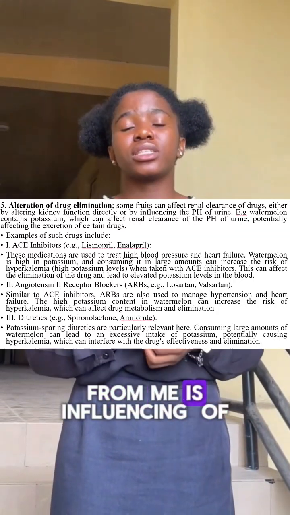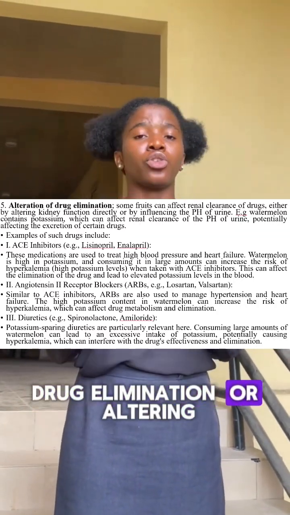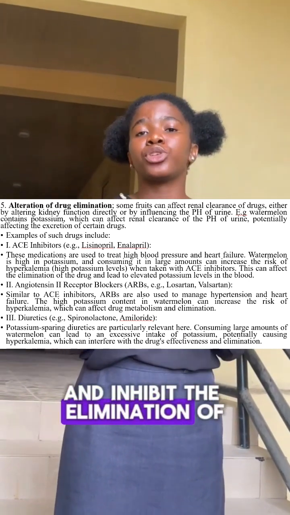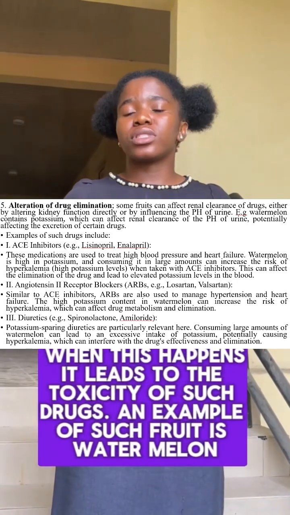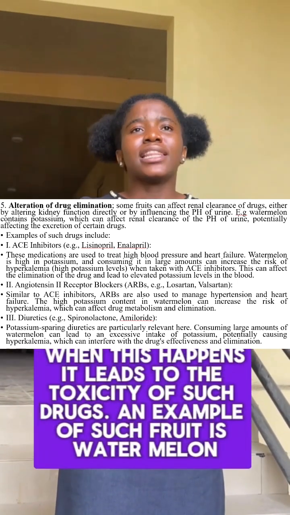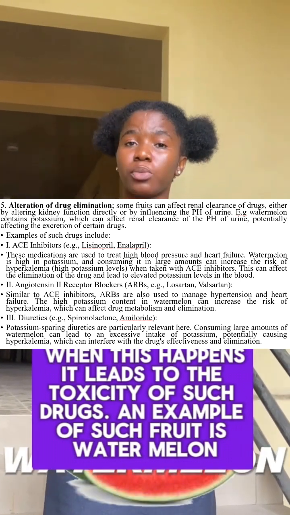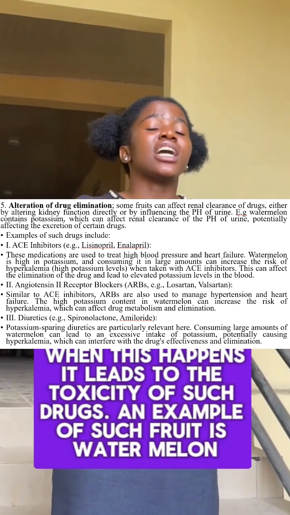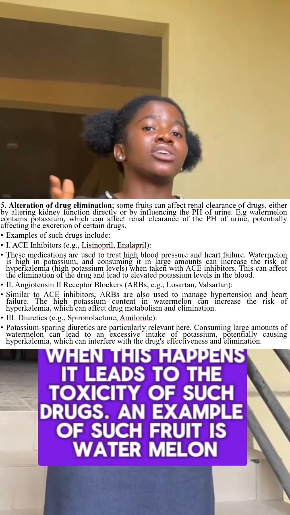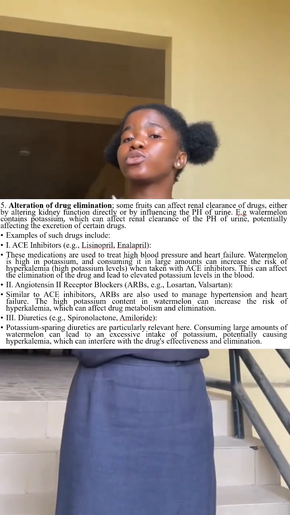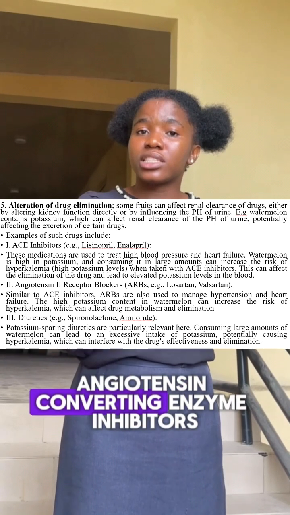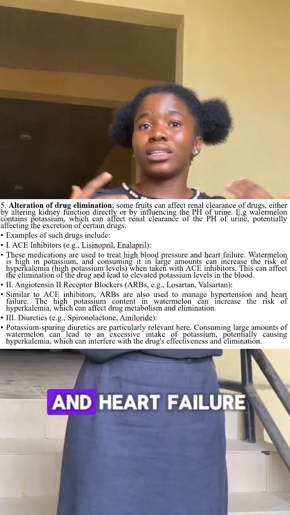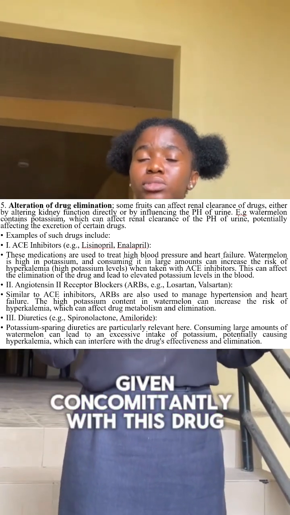The final one from me is altering of drug elimination. Certain foods interact with certain drugs and inhibit the elimination of such drugs from the body. When this happens, it leads to toxicity of such drugs. An example of such a fruit is watermelon. Watermelon generally affects this group of drugs because it has high potassium content. And when it affects those drugs, it leads to hyperkalemia, which is another side effect of these drugs. An example of such drugs is ACE inhibitors, angiotensin converting enzyme inhibitors, which are used in the treatment of hypertension and heart failure. And watermelon is given concomitantly with this drug.